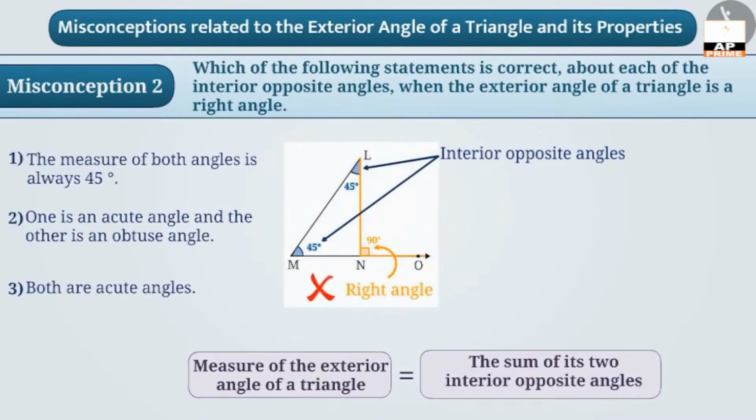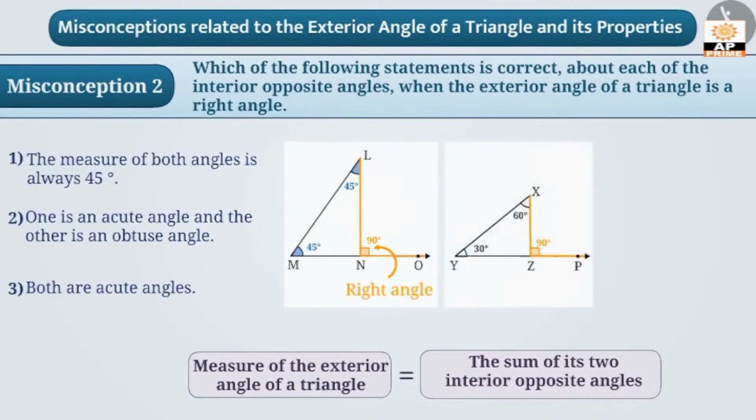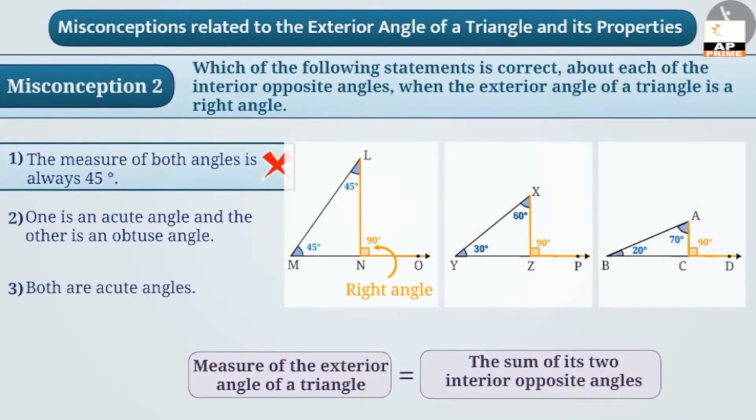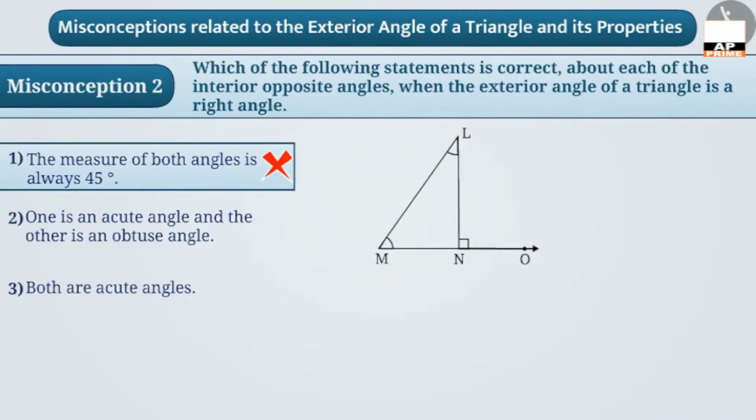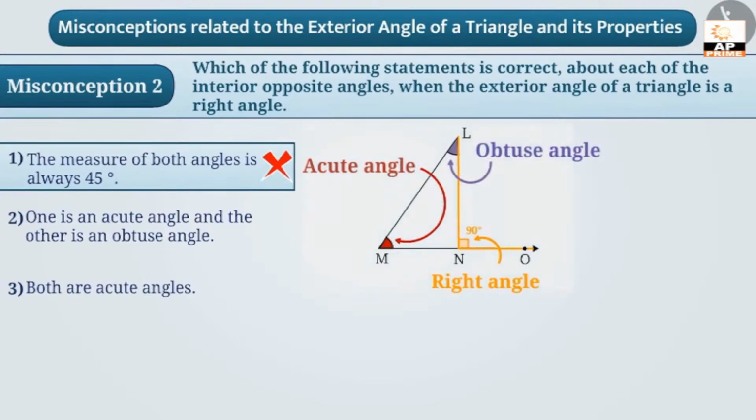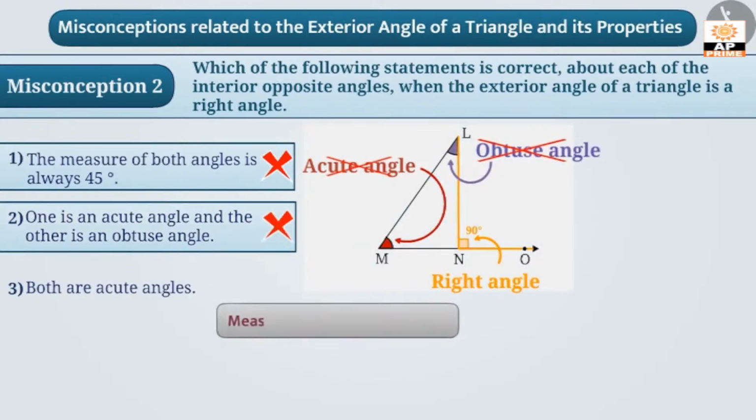But this is a wrong understanding because the measure of the interior opposite angles of a triangle can be different from 45 degrees. For instance, it can be 30 degrees and 60 degrees or 20 degrees and 70 degrees, etc. Hence, option 1 is incorrect. Some students also believe that when the exterior angle of a triangle is a right angle, then one of the interior opposite angles is an acute angle and the other an obtuse angle. But this is not possible. Therefore, option 2 is also an incorrect answer.